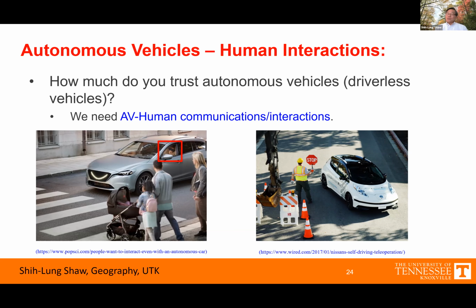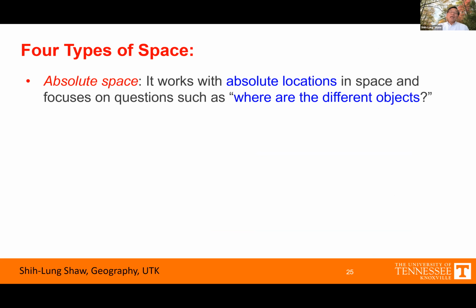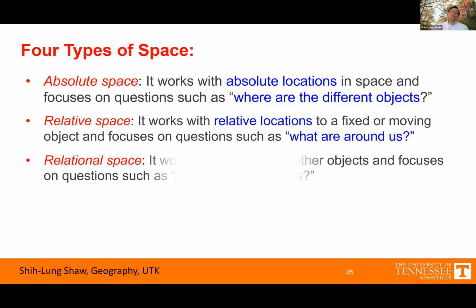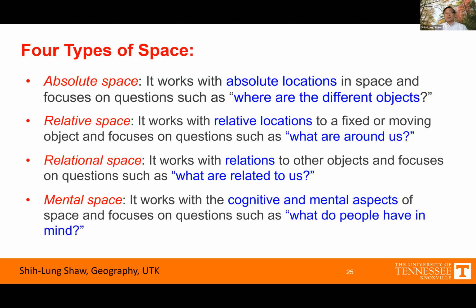So, in order to support different kinds of applications, these examples indicate the importance of considering mental space too. Let me try to recap these 4 types of space. Absolute space works with absolute locations in space, and it focuses on questions such as where different objects are, like conventional GIS has been doing. Relative space works with relative locations to a fixed or moving object and focuses on questions such as what is around us. In conventional GIS, some functions are related to relative space. Relational space works with relations to other objects and focuses on questions such as what is related to us. And mental space works with cognitive and mental aspects of space and focuses on questions such as what people have in mind. So those are the 4 concepts of space.